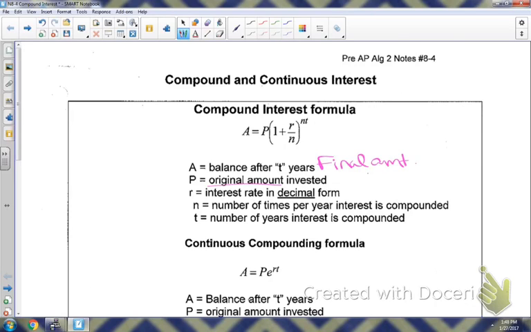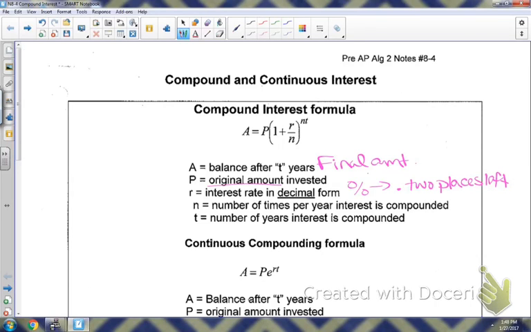When you have a percent, you'll change it to a decimal by moving the decimal 2 places to the left. So that's how you change a percent to a decimal, or just divide it by 100. N is going to represent the number of times per year the interest is compounded, and T is the number of years the interest is compounded.